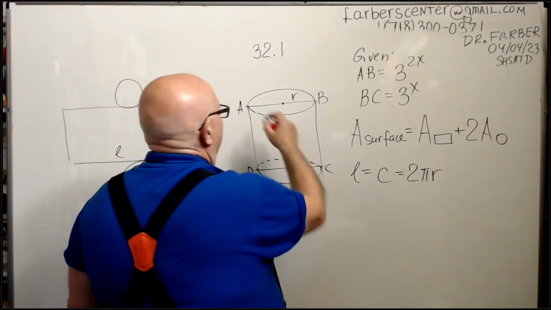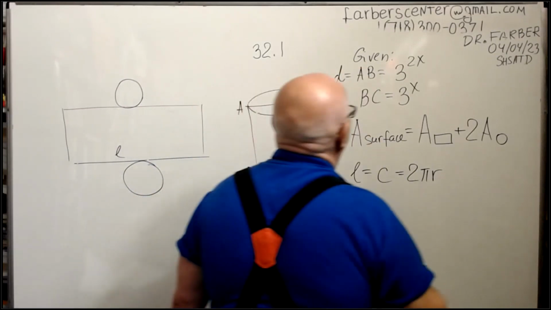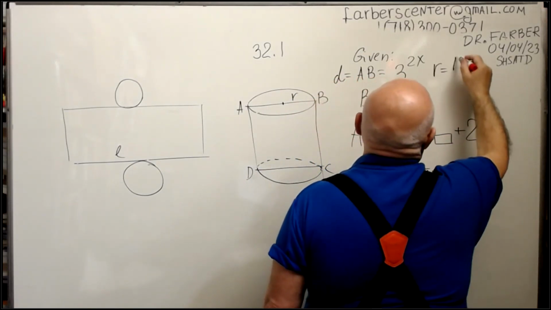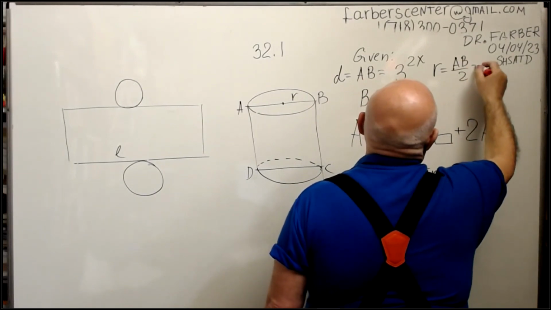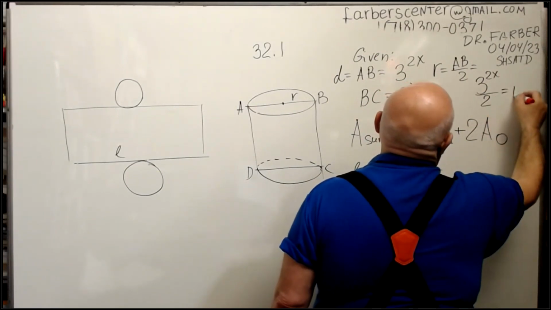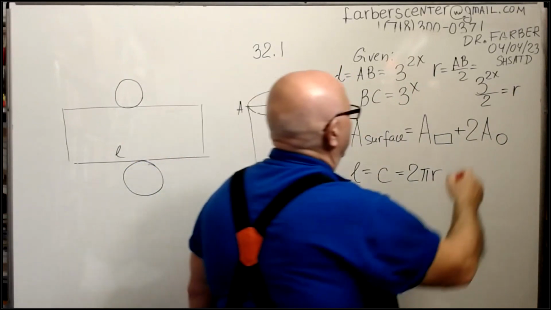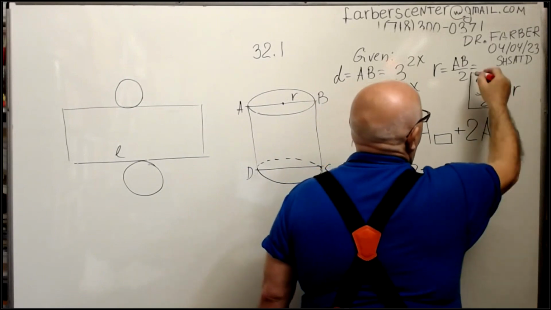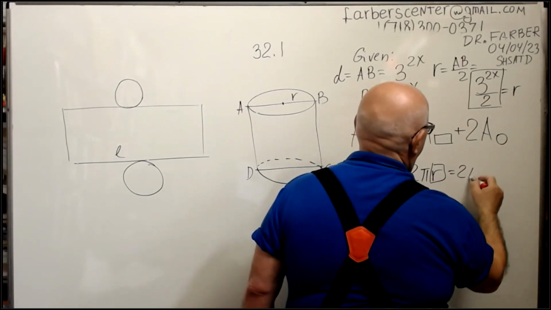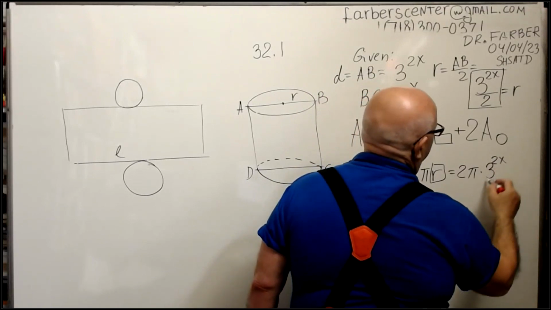If AB is the diameter, the radius would be AB over 2, or 3 to the power 2x over 2. What is it? It's my radius. If I plug in this radius over there, here instead of radius, I have 2 pi times 3 to the power 2x over 2.